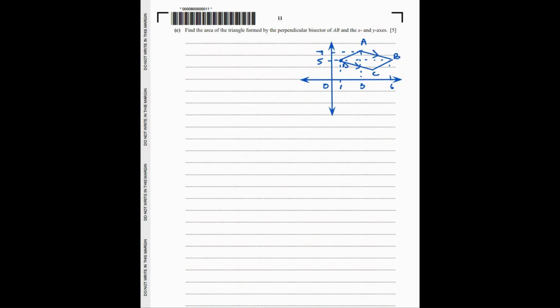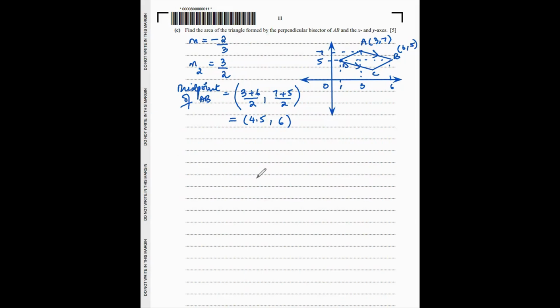First, let's begin with finding the perpendicular bisector of AB, because we don't know what that is. We know that the gradient of AB is negative 2 over 3, which means m2 is going to be 3 over 2. Then we need the midpoint of AB to find the equation of the perpendicular bisector. So that's going to be (3, 7) and (6, 5): 3 plus 6 over 2 and 7 plus 5 over 2. That's going to be (4.5, 6). That's the midpoint.